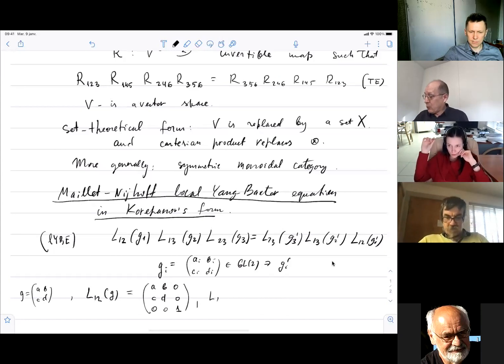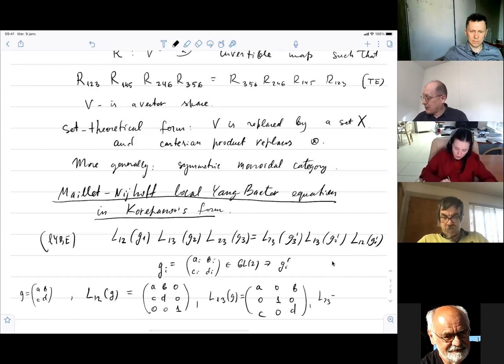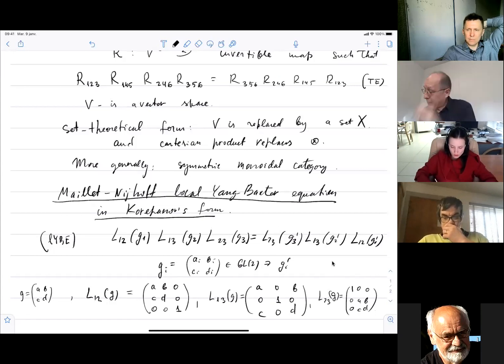And likewise for L13, where we put the matrix A, B, C, D at places 1 and 3 in a 3 by 3 matrix. So it will be A, B, C, D like this, and then we fill up the rest by zeros and 1 on the diagonal. And L23 of G is 1, 0, 0, 0, 0, A, B, C, D.